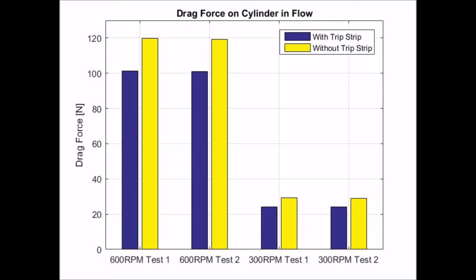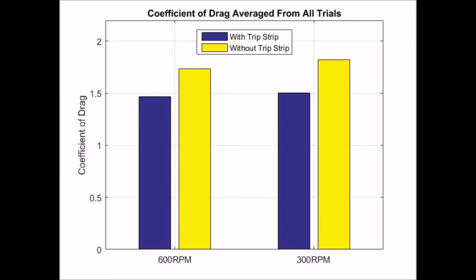This plot clearly shows there is less drag force in the cylinder with a trip strip for all RPMs tested. It is also worth noting that test 1 and test 2 yielded very consistent results. The coefficient of drag is dependent on the Reynolds number of the flow, which is why the values are not the same for each RPM tested. Although the important thing to take away from this plot is that the coefficient of drag is much lower for the cylinder with the trip strip.